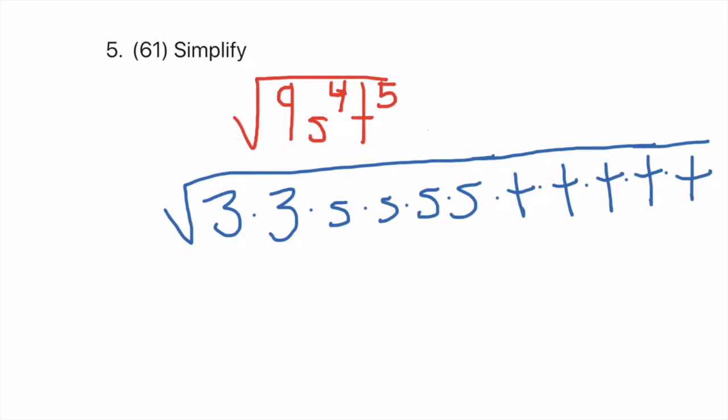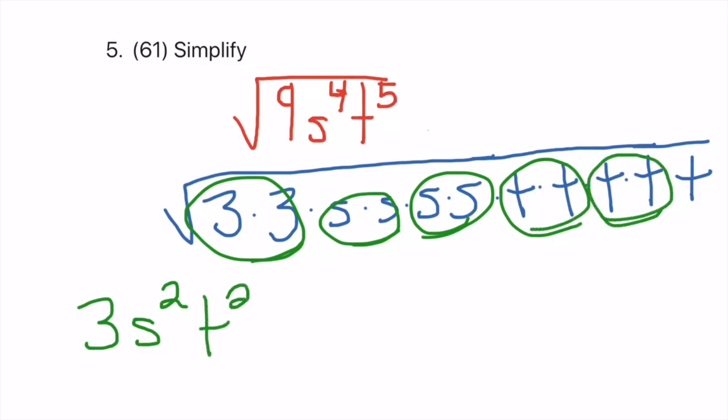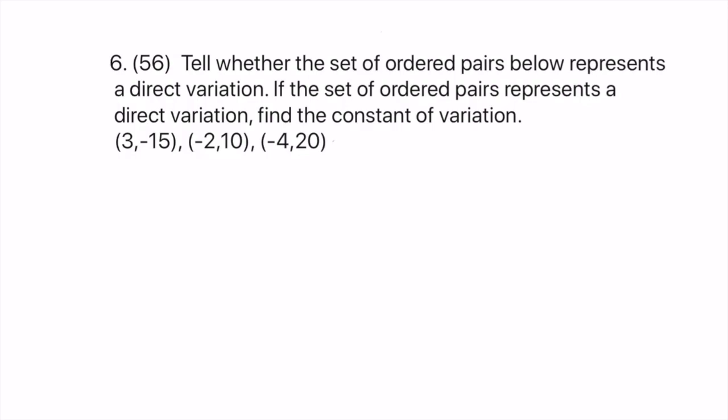All right, so now we go look for our pairs. So we have a pair of 3's, so that means a 3 comes out. We have 2 pairs of s's, so that means we're going to have s squared. And then we have a pair of t's here, a pair of t's here, so that's 2 pairs of t's. And then we just have this lone t that's going to be left inside. And that's it.